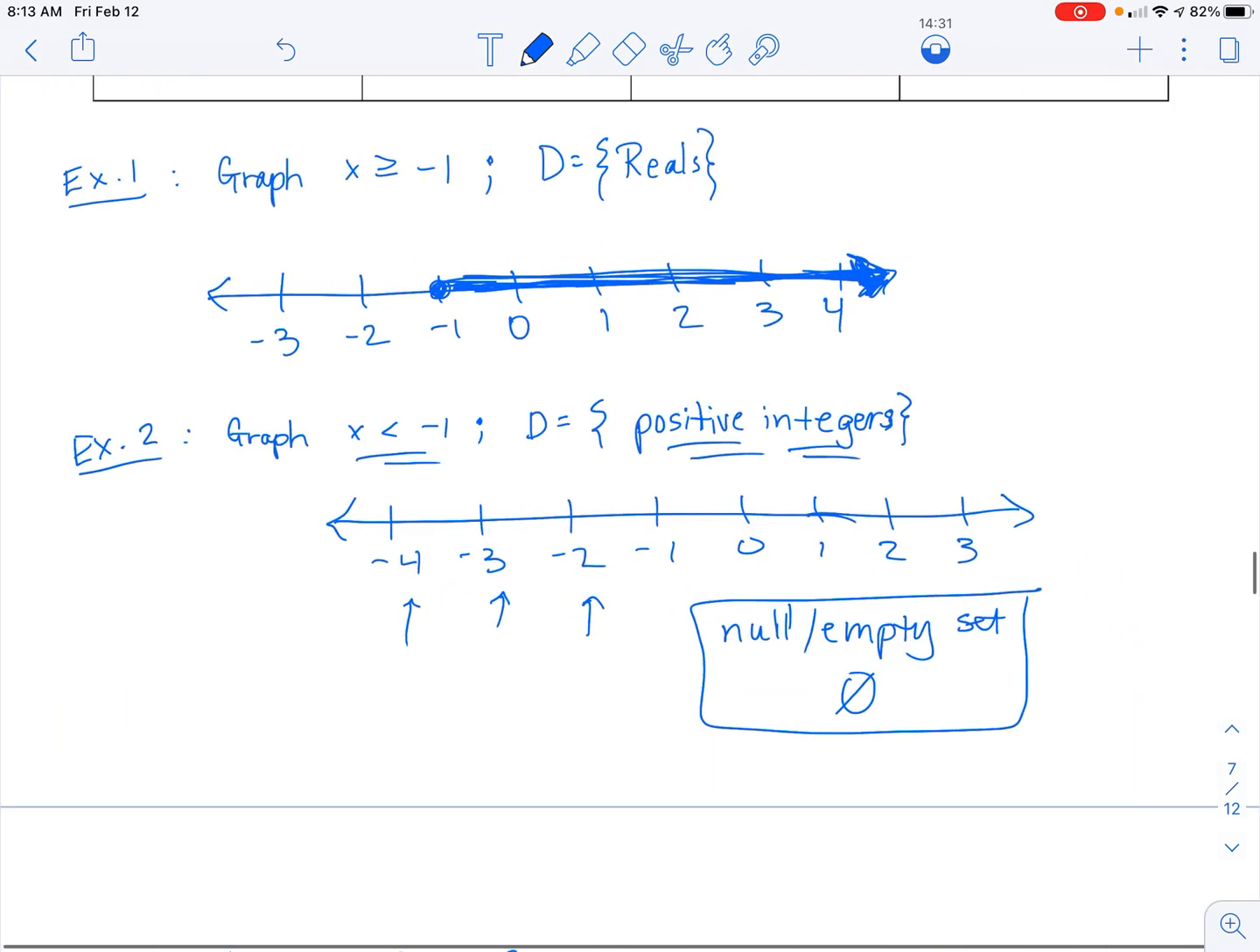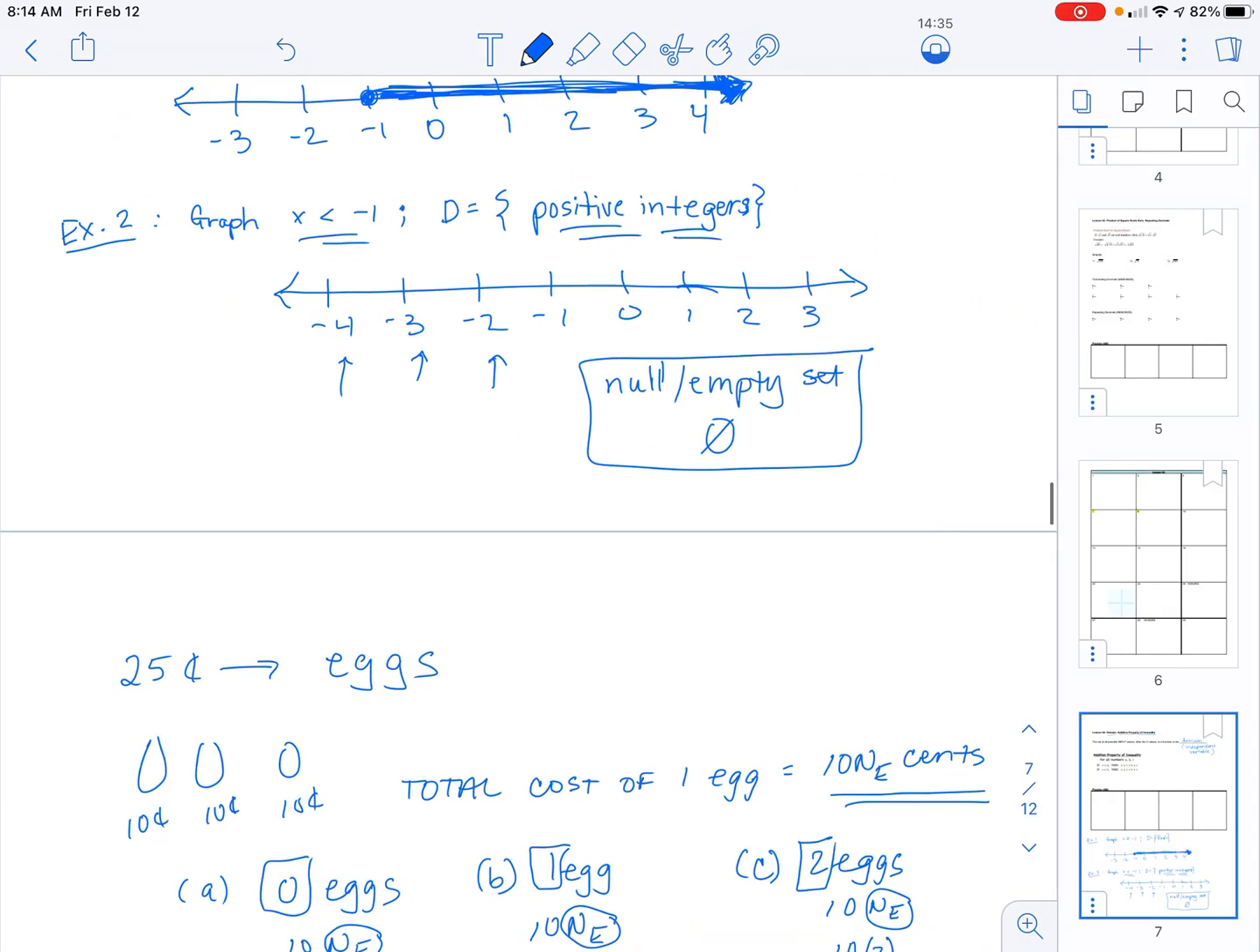You can put this one in your notes as well. Hopefully you didn't draw as big as I did. Let me add another page here.